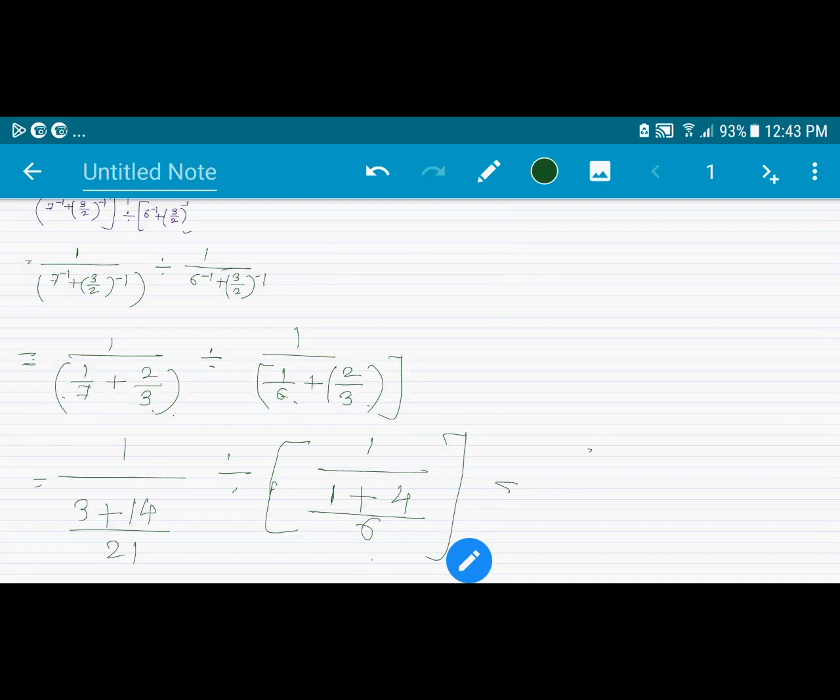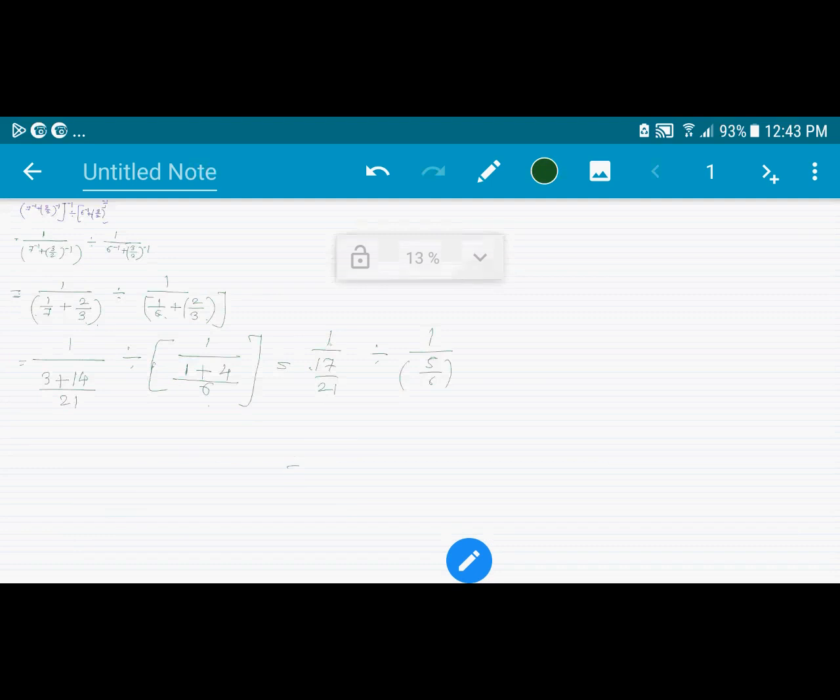So our problem will look like 1 upon 17 upon 21 divided by 1 upon 5 by 6. Now see what is meant by 17 upon 21. So it is 21 upon 17 divided by 6 by 5.